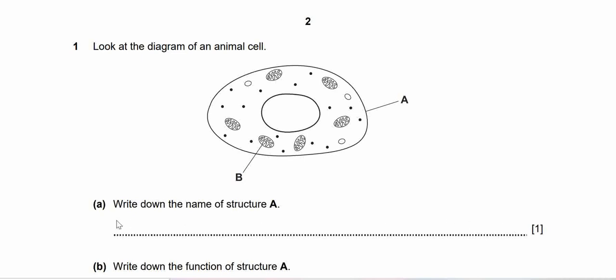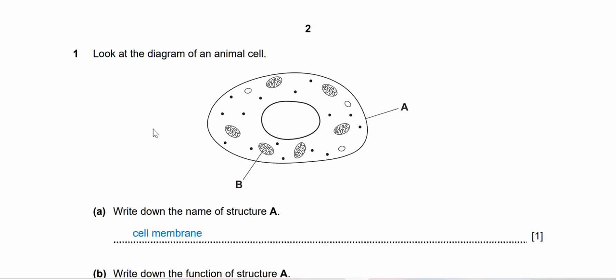Right, let's open up the answer, guys. So it's definitely cell membrane. This is the most outer circle in the diagram, so it's easy to recognize that this is a cell membrane. Next, we move on to 1B.